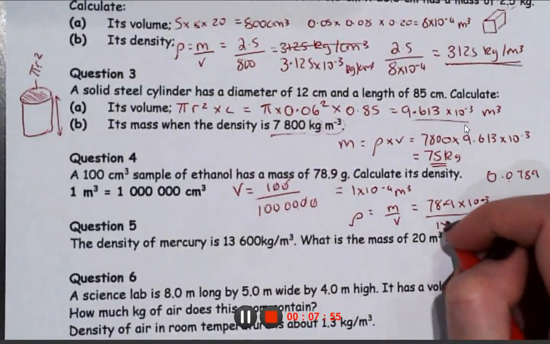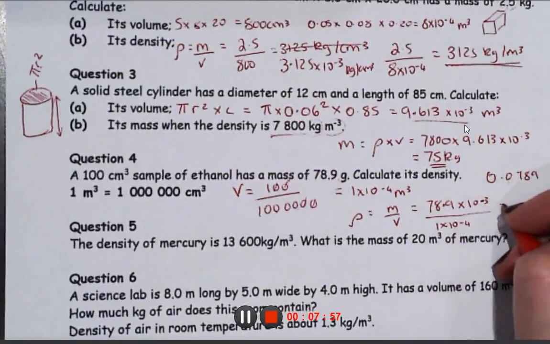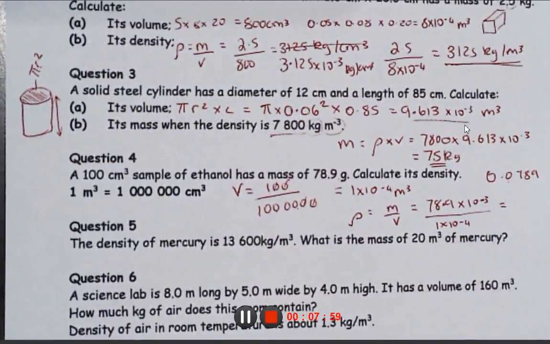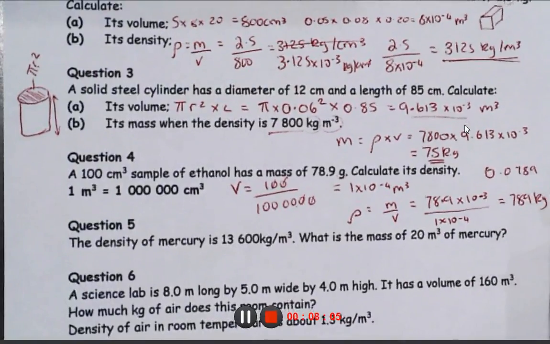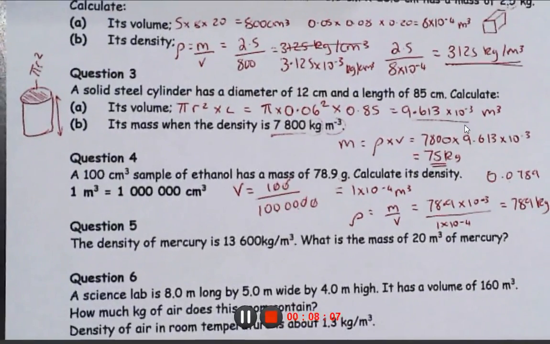Then I divide by my volume, 1 times 10 to the minus 4, which gives me an answer of 789 kilograms per metre cubed. So this is probably a metal, it's quite heavy.